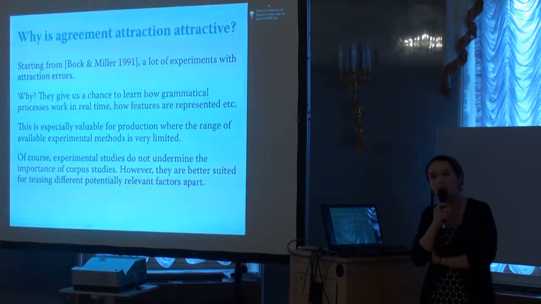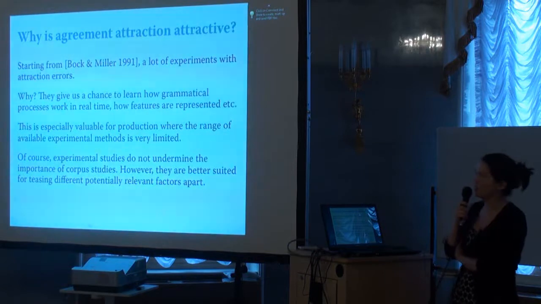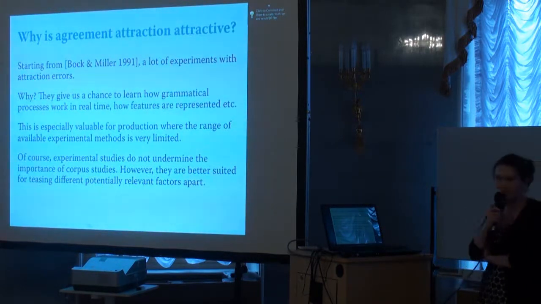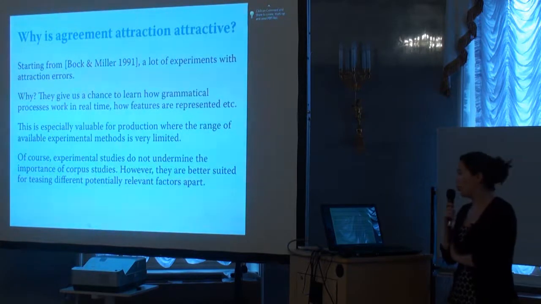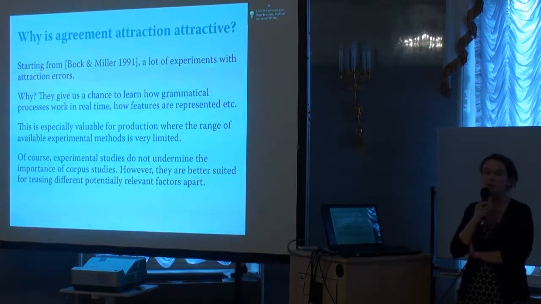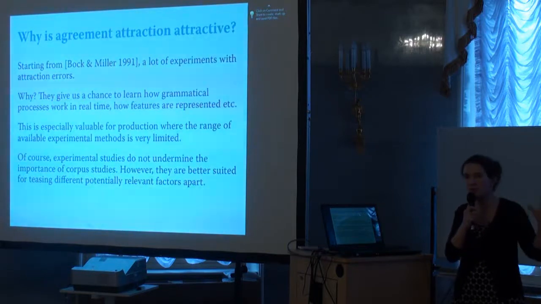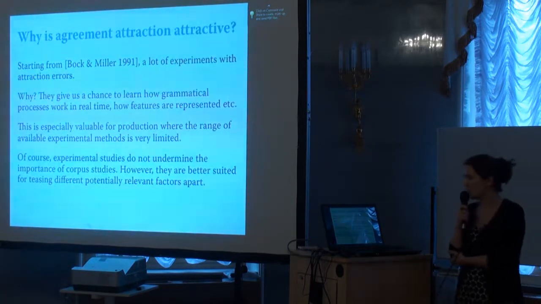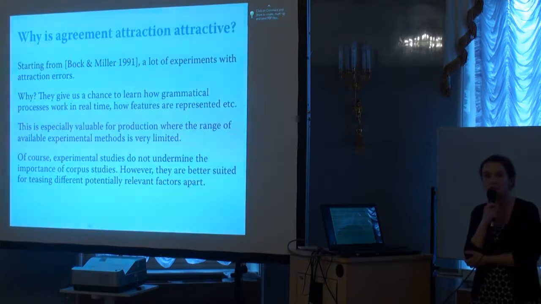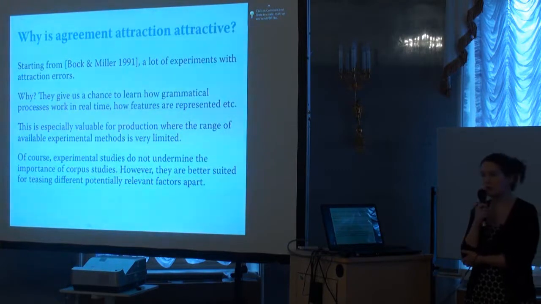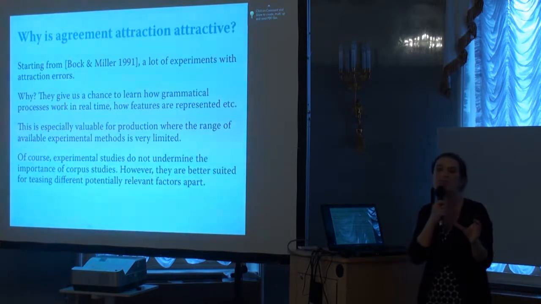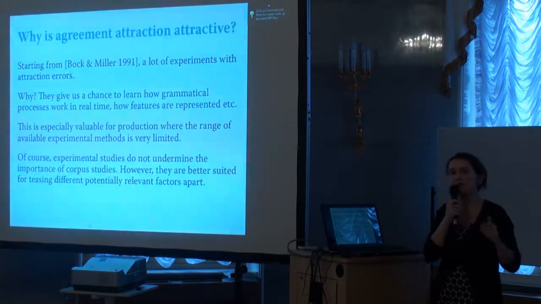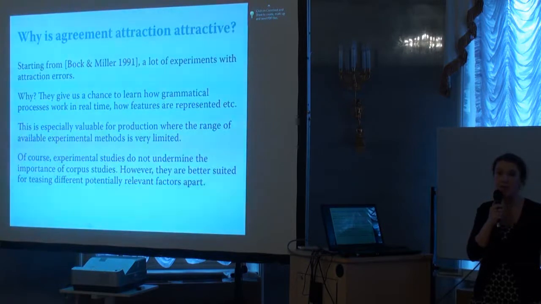So why are these mistakes interesting? Why is this so-called agreement attraction attractive for us as linguists? Because these mistakes give us a chance to learn how grammatical processes work in real time. Take any syntactic theory, and agreement will be one of the very crucial processes in it. Then they also, as I will show you, tell us a lot about how features are represented in our mental grammar. Say there are these plural and singular features. How are they represented in our mental grammar so that these mistakes become possible?